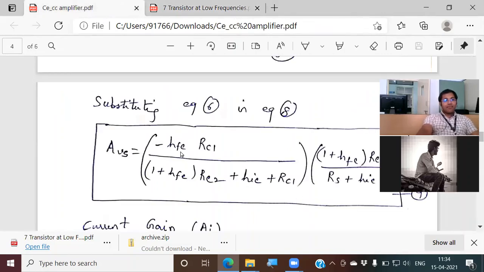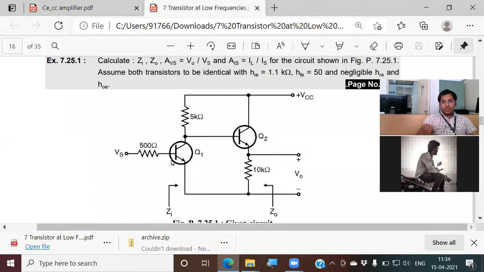AVS, I have the formula here. Then I have the values. So please be ready with calculators. All of you have calculators? You need not have scientific calculators. A simple mobile phone will be sufficient. If you don't have scientific calculators, just a mobile phone you can use as a calculator. It is sufficient. Please solve this problem.